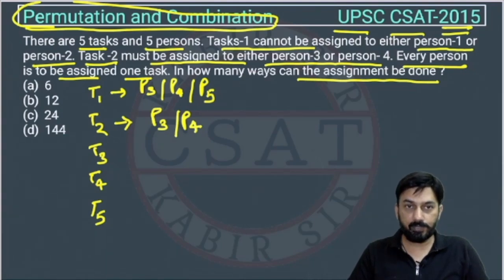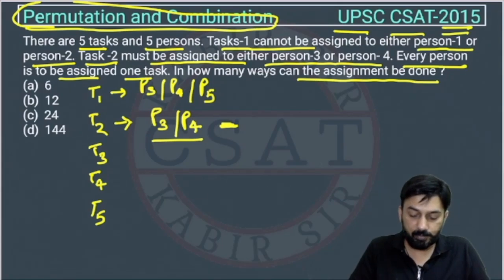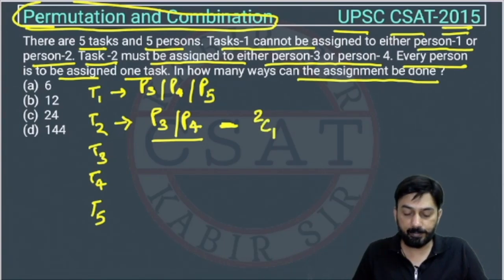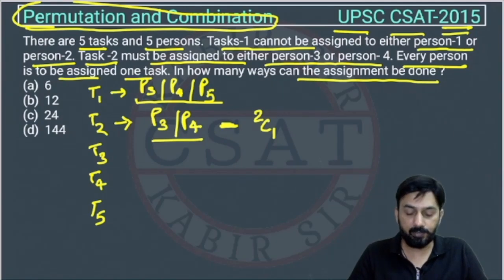Whenever you have this kind of question, first of all assign the person to the task which is conditional. This is conditional. So we assign this first, because task 2 can be assigned to either person 3 or person 4. So we have 2 possibilities here. Out of 2 people, 1 person will be selected here. When 1 is selected, now come here: P3, P4, P5, we have 3 people. But out of these 3, 1 is already assigned to T2. So we are left with 2 people here.